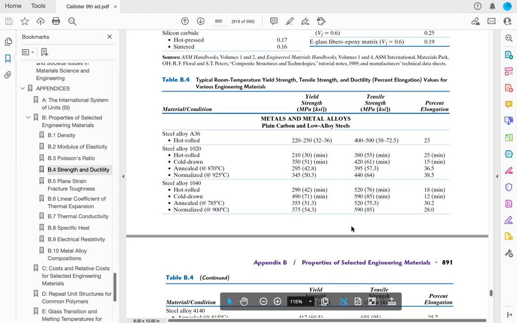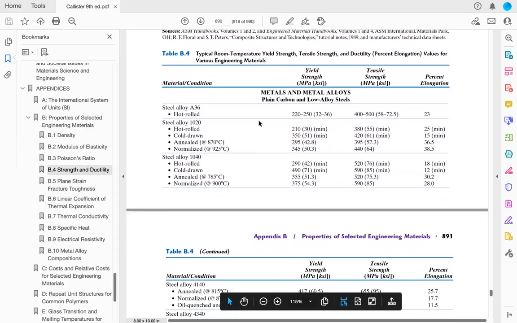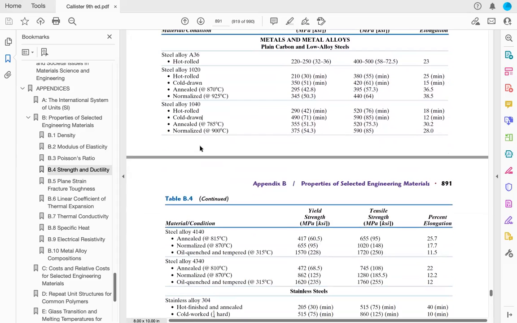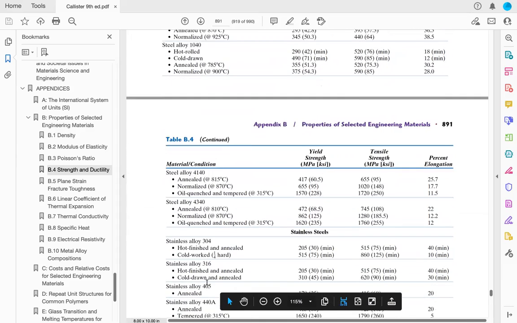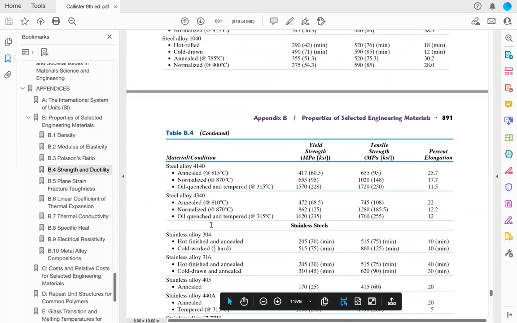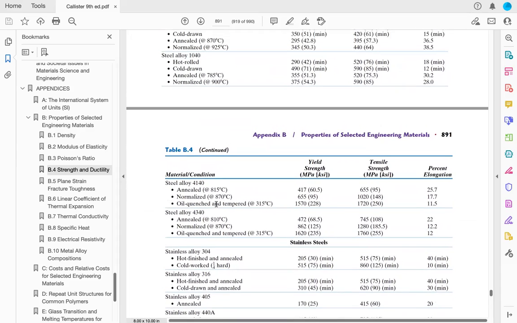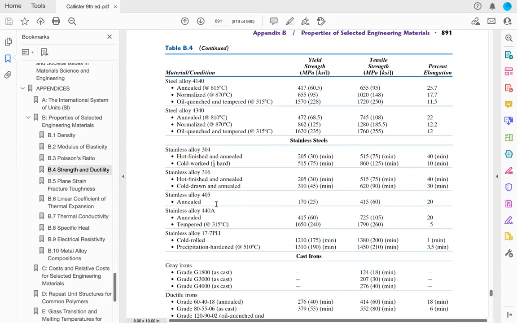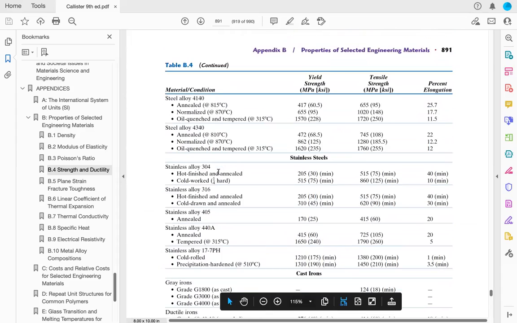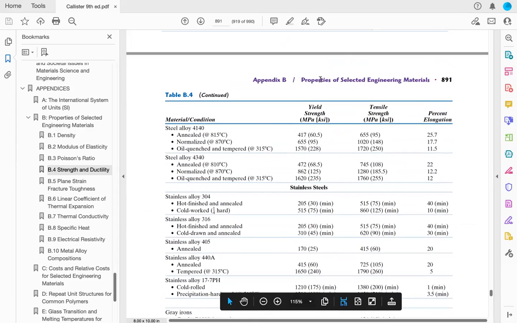So if you look at the yield strength, the tensile strength, and the ductility, you can see that in steel alloys there is a material condition and also the heat treatment. Here there are also some examples. All right, I'm going to stop here. Do you have any questions? Is it clear enough?